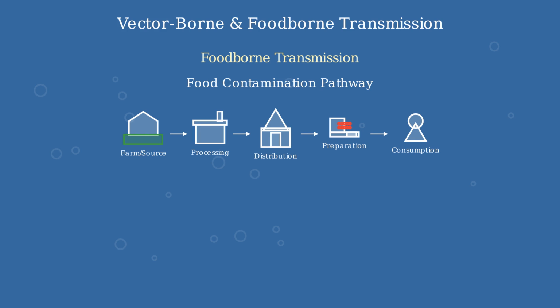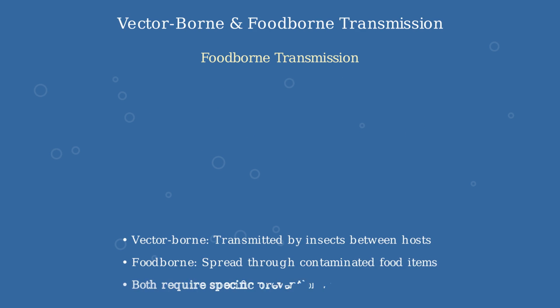survive and multiply. Finally, when contaminated food is consumed, it can cause foodborne illness, with symptoms ranging from mild discomfort to severe, life-threatening conditions. Both vector-borne and foodborne transmission routes present significant public health challenges and require specific prevention strategies, which we'll explore in the next section.